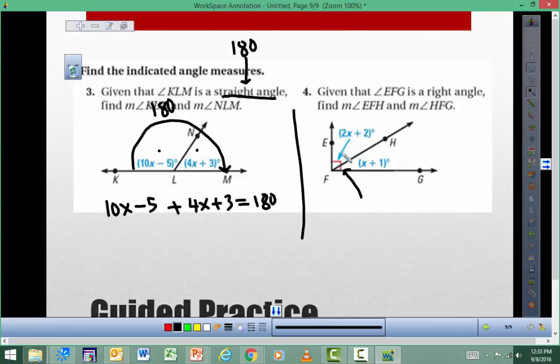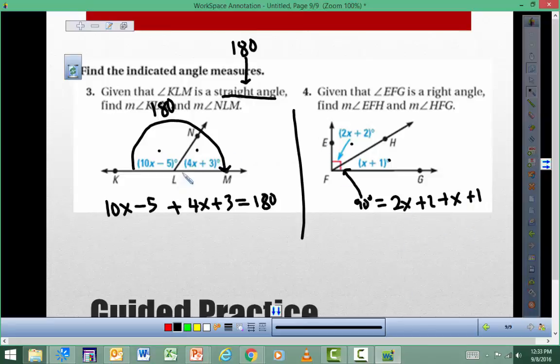Now what do we know about this one? Since there's a right angle symbol in there, we know that these two angles have to add up to be 90 degrees. So what we're going to say is that this smaller angle plus this one over here, those two have to add up to be 90. So 2x plus 2 plus x plus 1 equals 90.